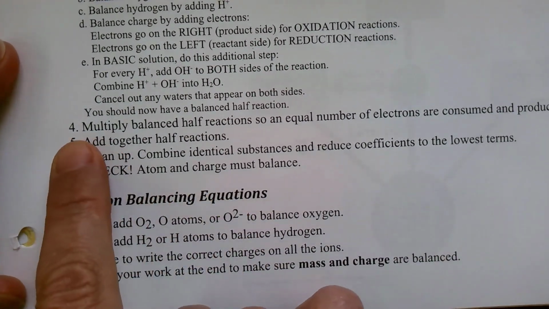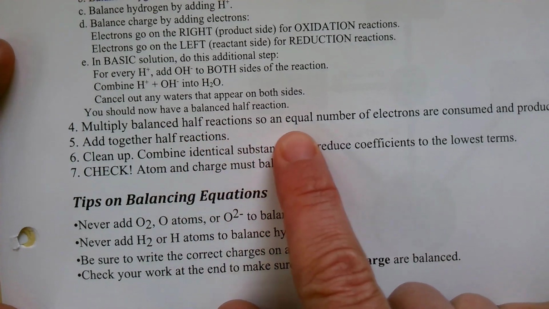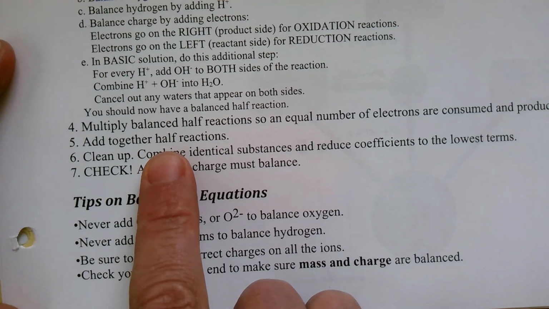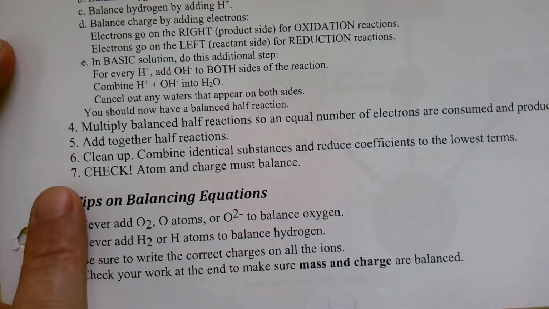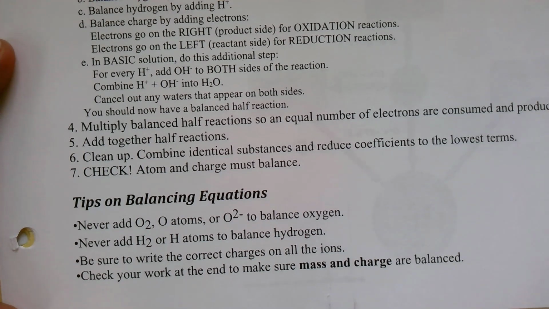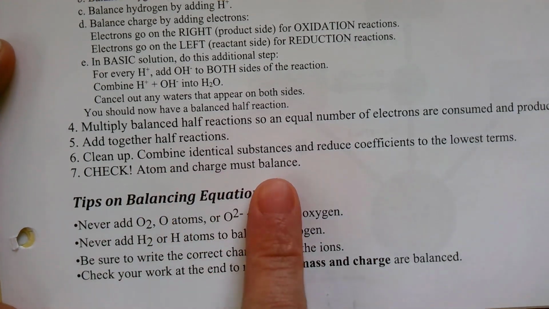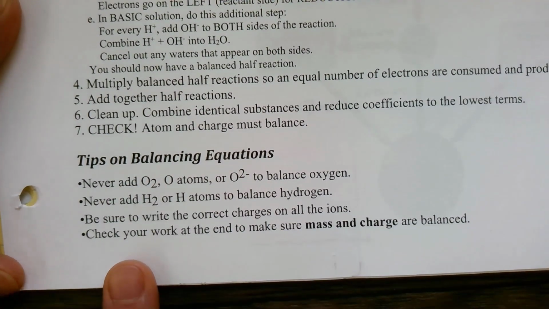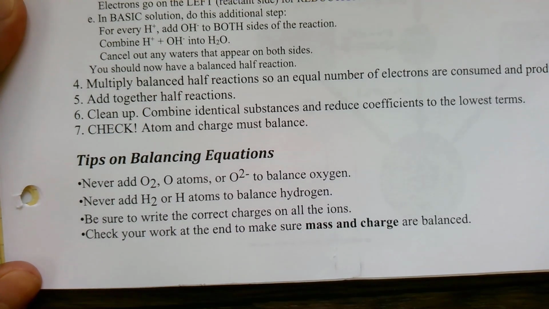All right. Multiply the balanced half reactions so an equal number of electrons are consumed and produced. Add the two half reactions together, and then clean it up. Combine any identical substances and reduce coefficients to the lowest terms. Make sure that atoms and charges balance. And here's a few tips on balancing equations. Let's look at number 1.